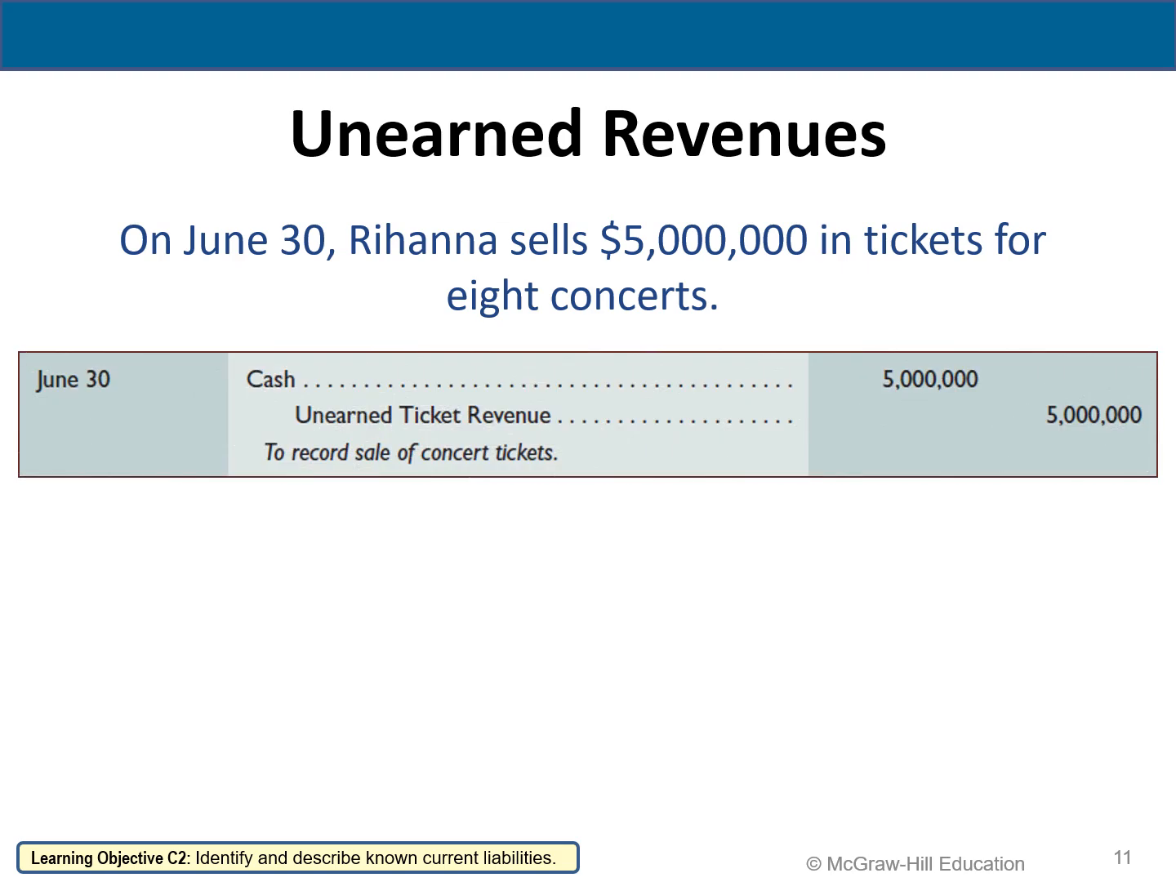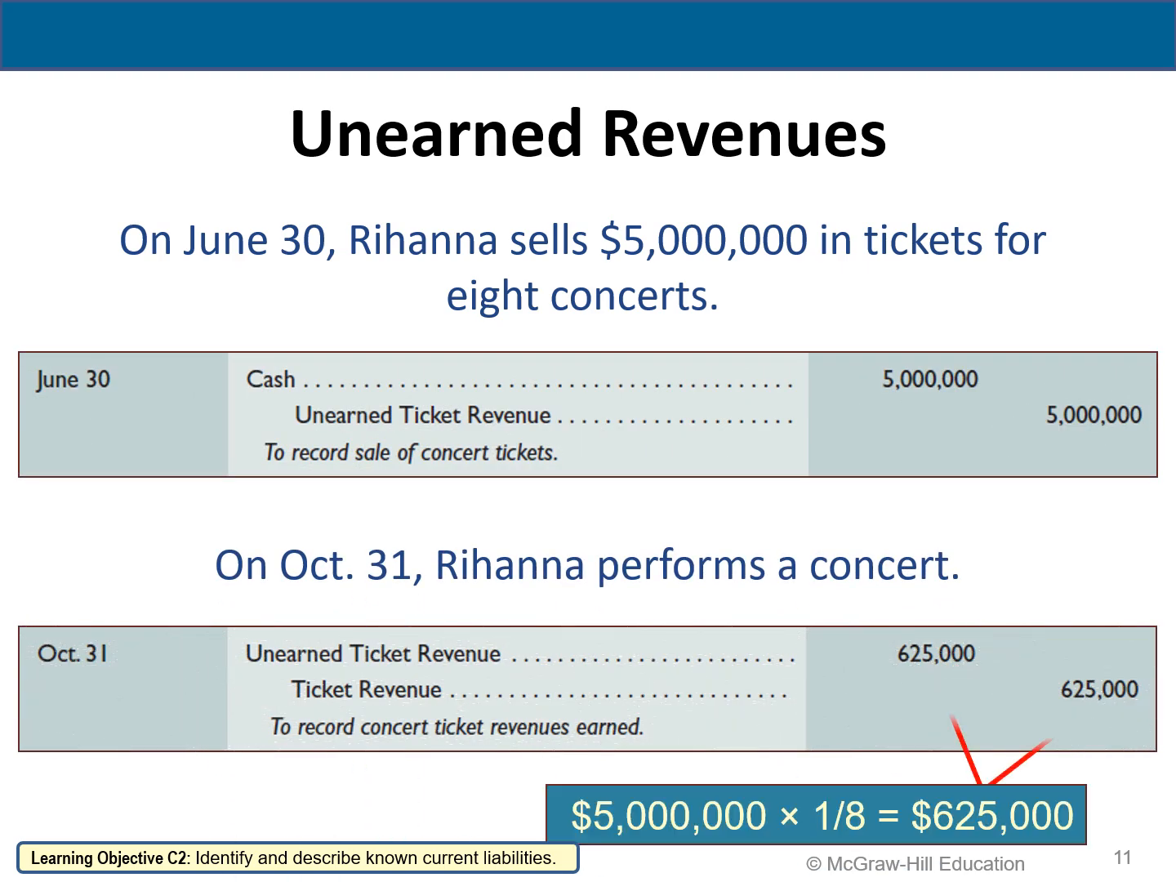All right, so unearned revenues, also called deferred revenues. We've seen this before, but just as a reminder, on June 30th, let's say Rihanna sells $5 million in tickets for 8 concerts. When she first makes that sale, it's all unearned ticket revenue because she hasn't performed any of the concerts. And then as she performs them, we reduce our unearned ticket revenue liability and we increase our revenue, right? We looked at that a couple chapters ago, I believe.